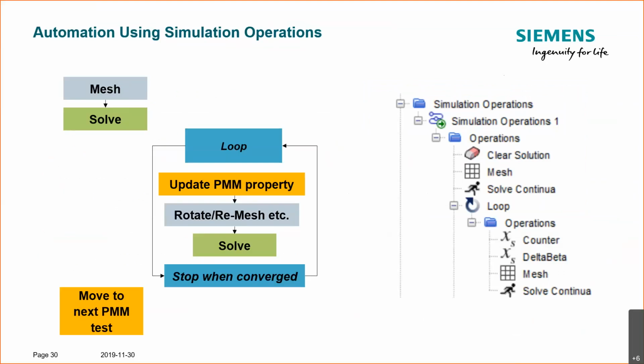And if we were looking at a steady drift test, basically what we'll have to do is set up one baseline simulation, mesh, solve, and then we have a convergence criterion for the force, and then we'll enter a loop where we update the PMM property, so that can be the drift angle, the yaw rate, or a combination of both, then rotate either the overset mesh or remesh the entire domain, then solve again, stop when converged, and loop through this until the sweep of the drift angle, for example, is done. And then move to the next PMM test. So this can all be automated.